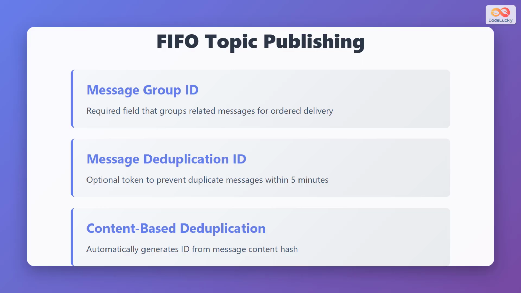The message deduplication ID is an optional token that prevents duplicate messages from being delivered within a 5-minute window. If you send the same deduplication ID twice within this timeframe, SNS will only deliver the message once. Alternatively, you can enable content-based deduplication on your topic, which automatically generates the deduplication ID by creating a hash of your message content. This eliminates the need to manually specify deduplication IDs for each message.